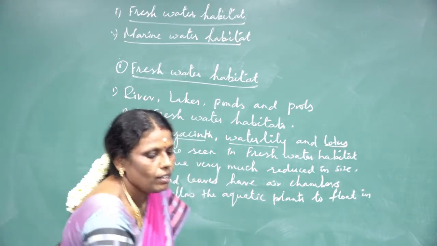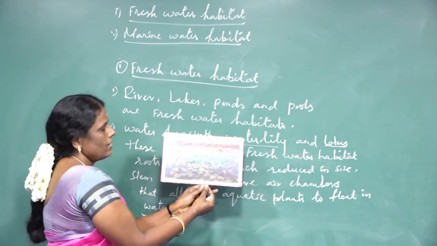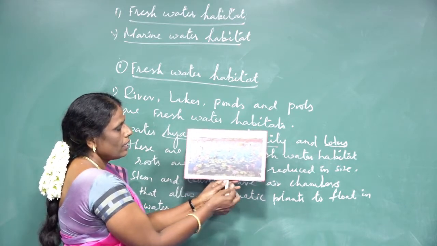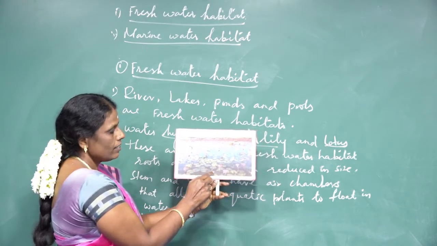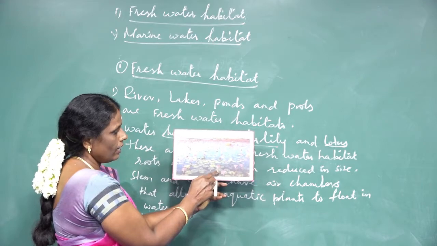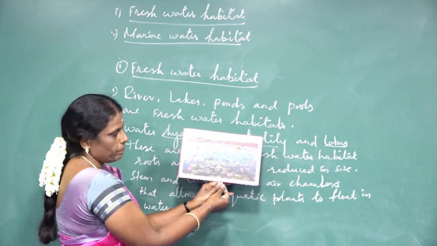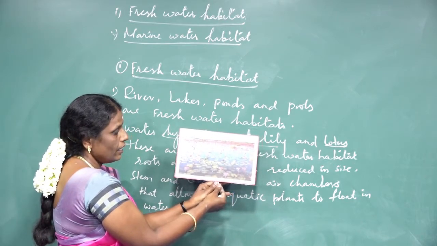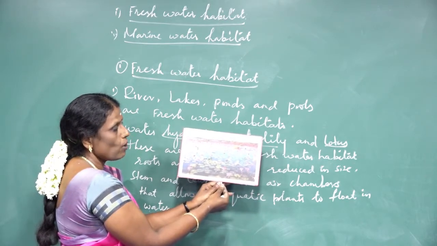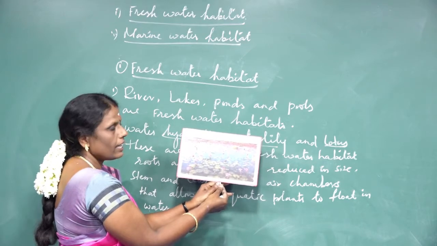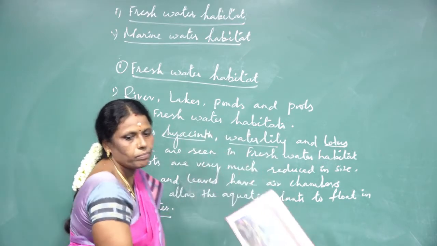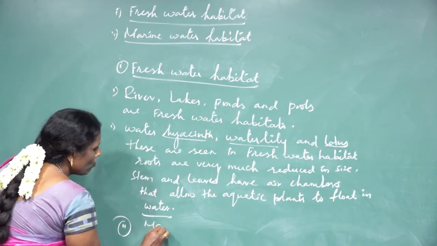See, look at this picture, children. It is the freshwater habitat. Can you see some plants in the pond? Yes, it is a water lily, lotus, water hyacinth. They are floating in water because their leaves and stems have air chambers. That is why they are floating in water. Okay. Second one is marine water habitat.